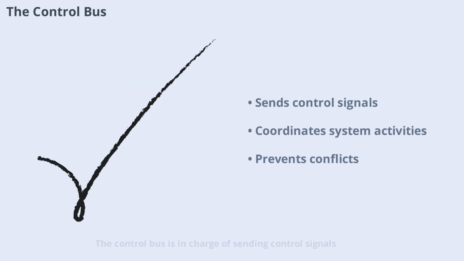The control bus is in charge of sending control signals that coordinate and manage the activities of the computer's components. These signals include read and write commands, interrupt requests, and clock signals. The control bus ensures that all parts of the system work together harmoniously, preventing conflicts and errors during data transfer. Without the control bus, the system would lack the necessary coordination to function correctly.